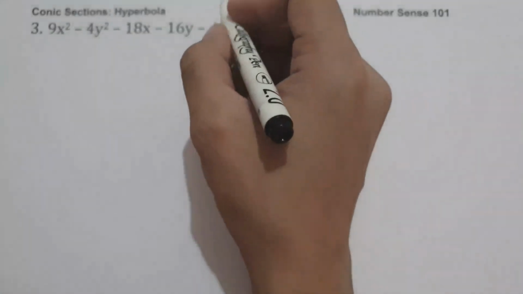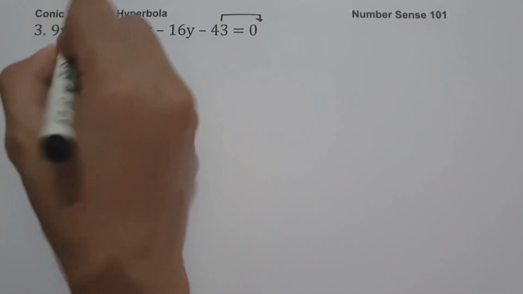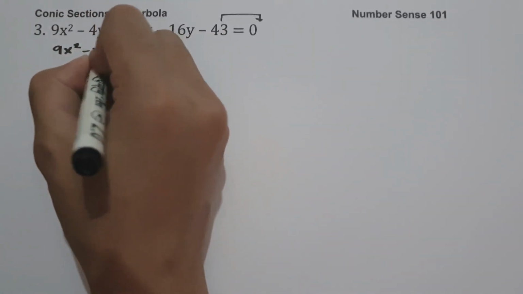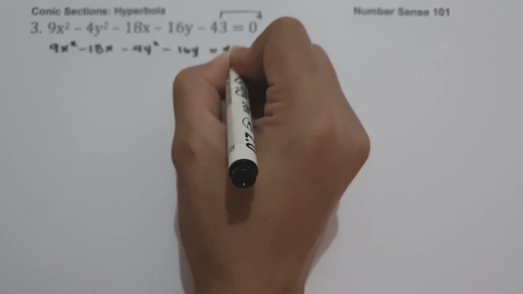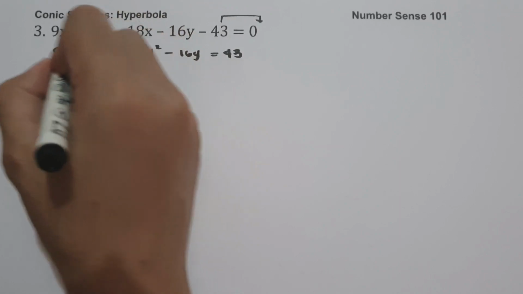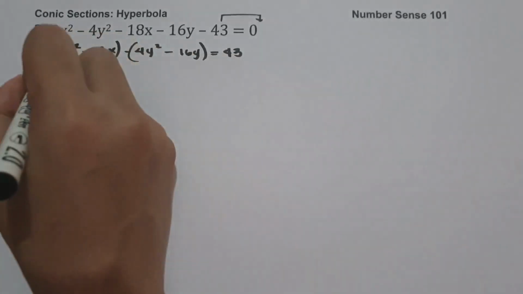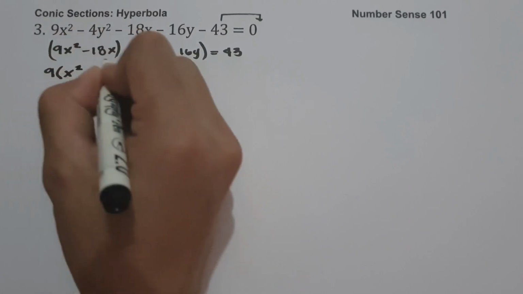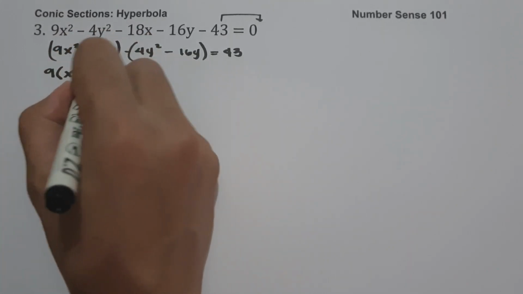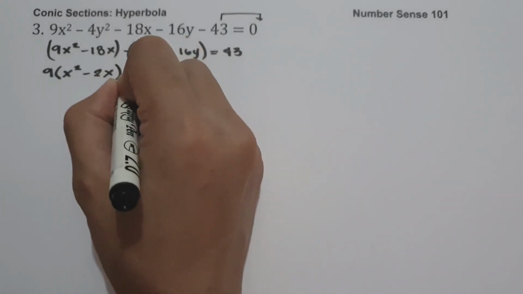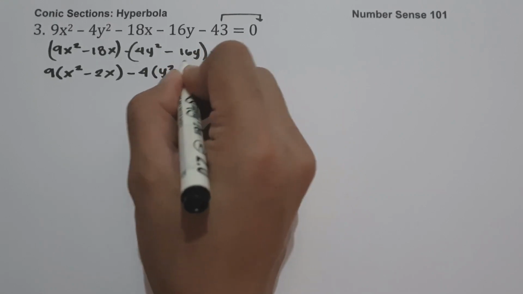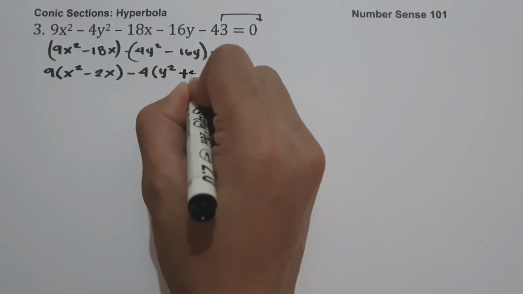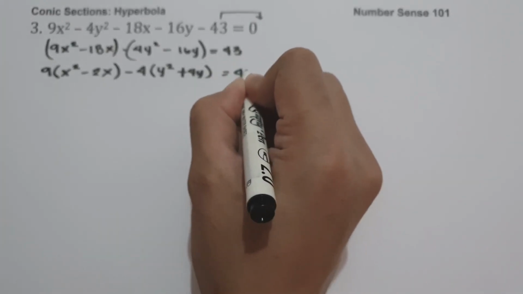So let us move negative 43 on the side of 0, and then let us have 9x squared minus 18x minus 4y squared minus 16y equals 43. And then let us factor this one. Let us have 9, and then we have x squared, negative 18x divided by 9, that is negative 2x. And then we have negative, and then let us have 4. Then we have y squared, negative 16y divided by negative 4, that is positive 4y equals 43.